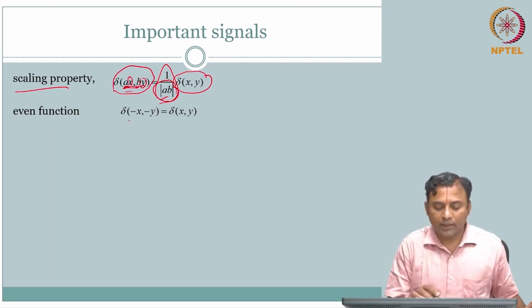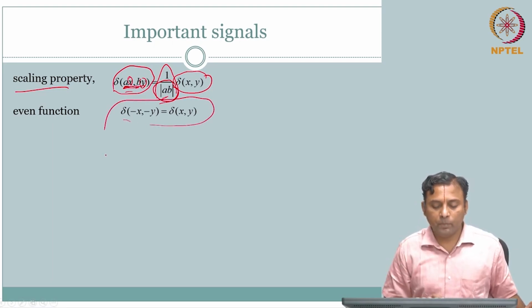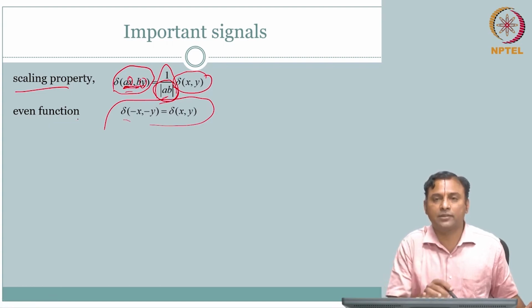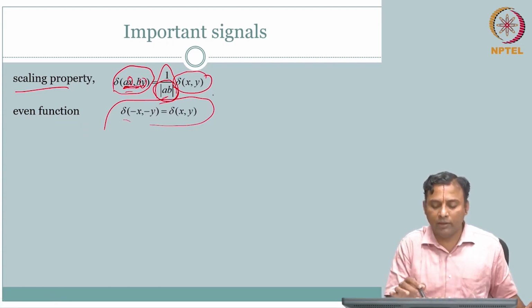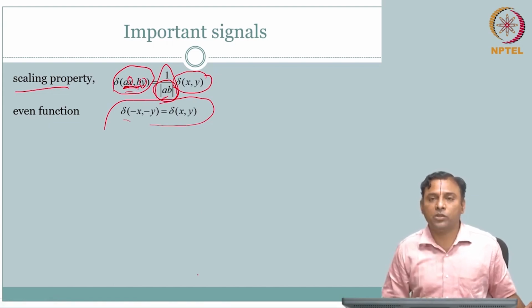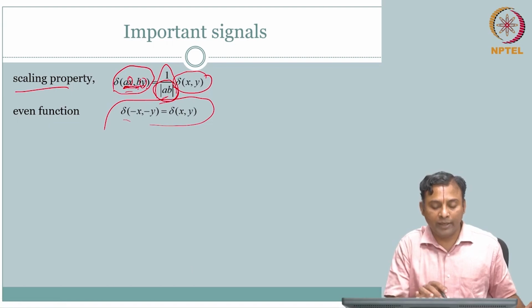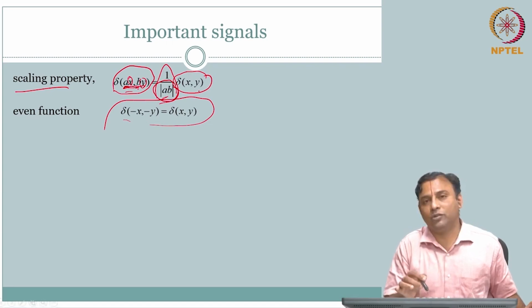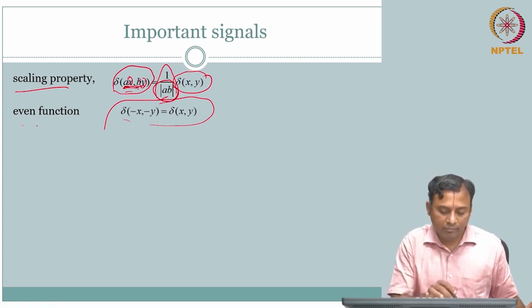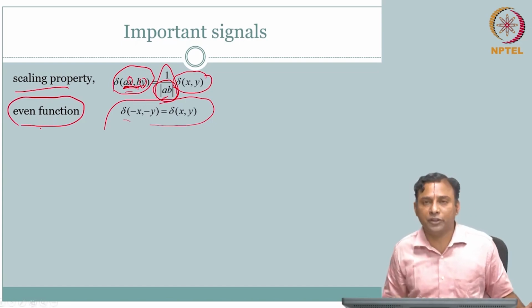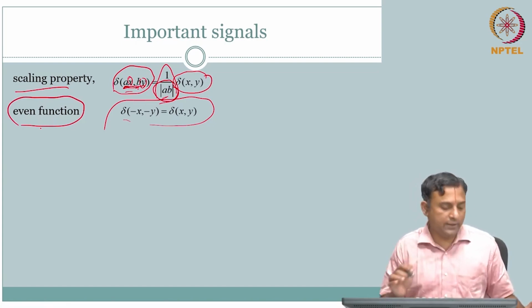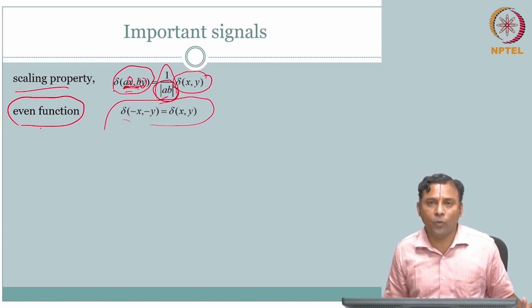This is what is called the even function. Even though it's listed separately, this is nothing but what happens if a and b are equal to minus 1. A equal to b equal to minus 1 would essentially be delta of minus x comma minus y, which equals delta of x comma y. It is specific, so it's called the even function. Those things are straight carry forward from the 1D signals that you probably know, nothing much.